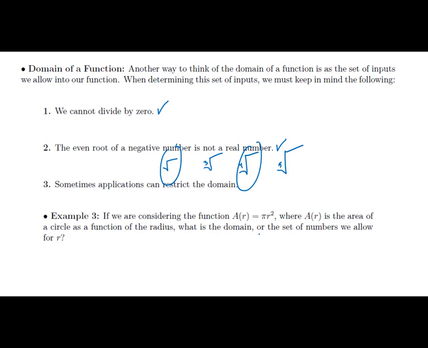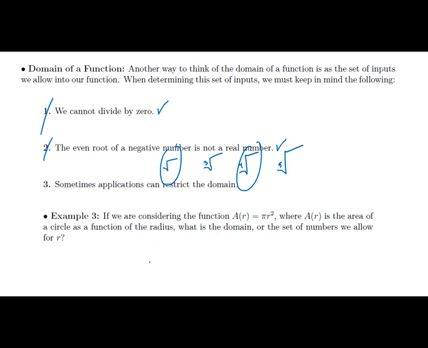A of r is the function that gives the area of a circle as a function of the radius. Okay, so what would the domain of such a function be? Well, I'm not dividing by 0 ever, and I'm not taking the square root of anything, so number 1 and number 2 don't apply. But of course, just the application itself, we understand it makes no sense to talk about a negative radius, right? That doesn't make any sense at all.